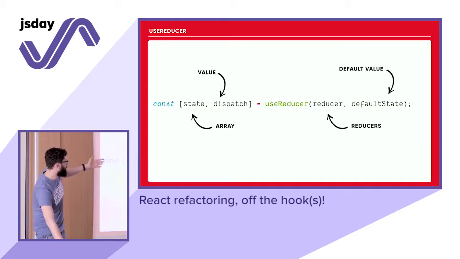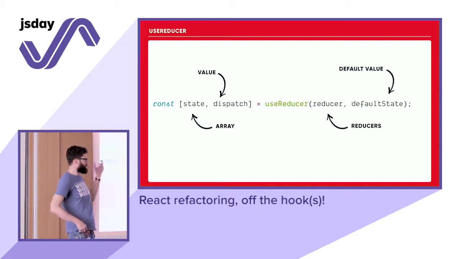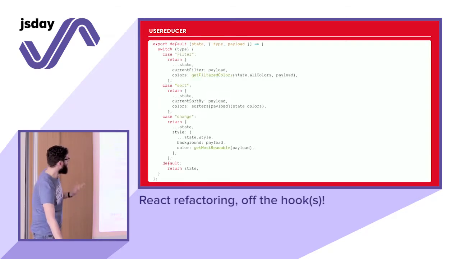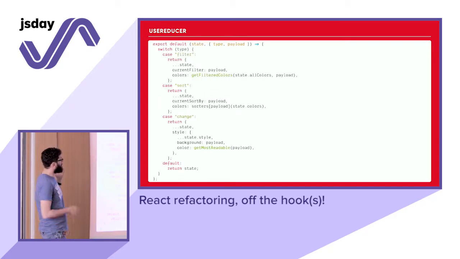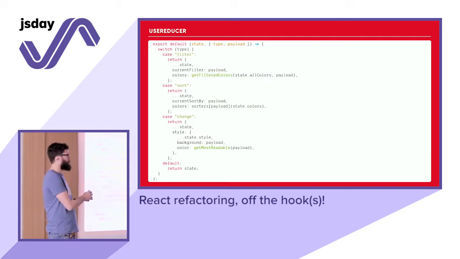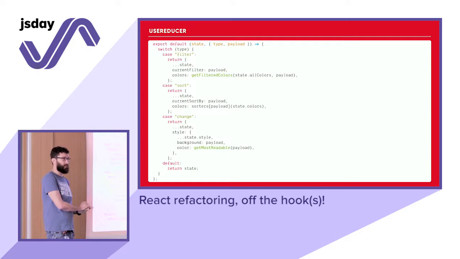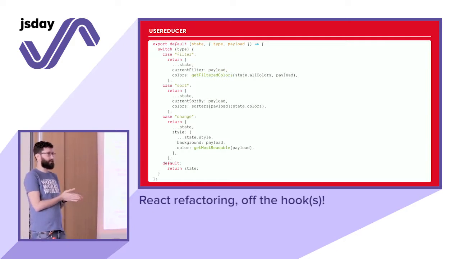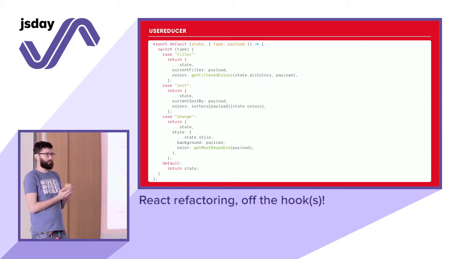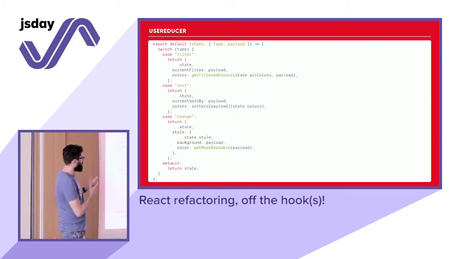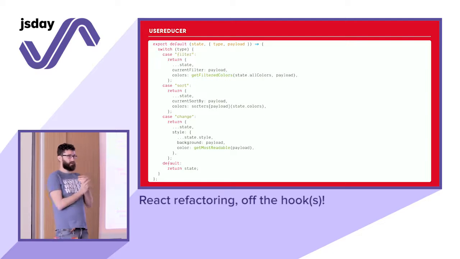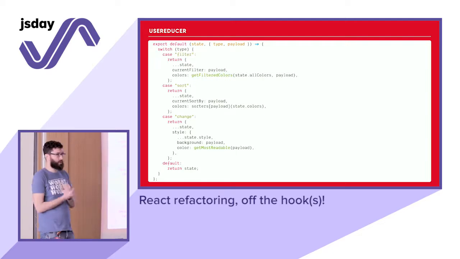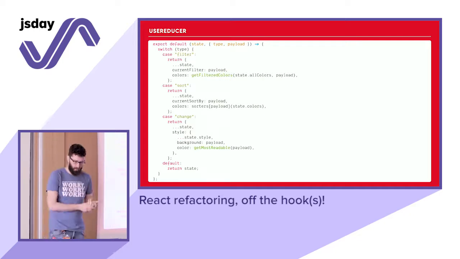The only difference is that it takes two parameters. One is the reducer, and the other one is the default state. So a reducer is something like this. You get the state, and you get the type and the payload as the second argument. Based on the type, you can apply different transformations to the state of the app. It's a centralized place to manage the state of an app, rather than having every single component deal with that. So you can isolate all those functions that change your state. You can test them in isolation. You can make sure that they work without having to fire up the component, et cetera.